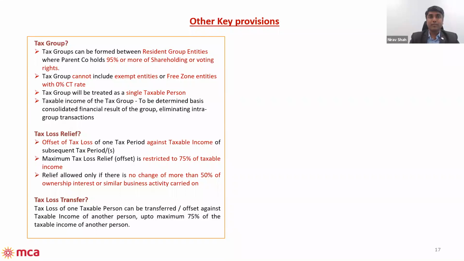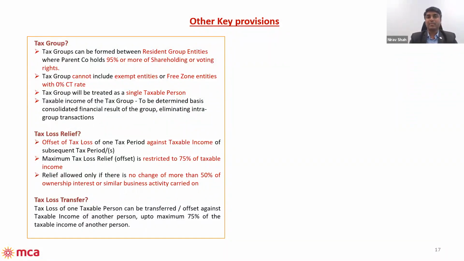If this is not fulfilled, at least similar business or business activities must be continued. If these conditions are fulfilled, the tax loss can be carried forward and the relief can be claimed in the subsequent period. There is another important aspect in the UAE corporate tax law, that is the tax loss transfer. This is a unique feature of UAE corporate tax law.